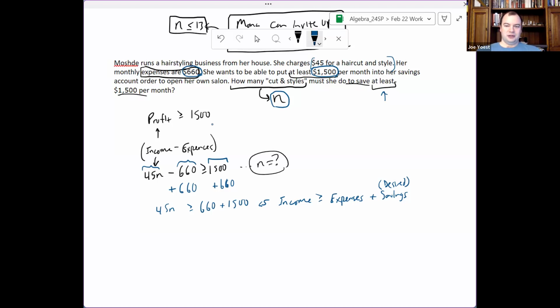The first inequality solving step that we would apply here is to isolate the variable term, adding 660 to the other side. We would actually get another inequality. And we could have actually gotten to this inequality directly from the problem statement. Somebody else might have looked at this and said, well, what does she want to do with the money? She wants to do two things with the money that she has: pay her monthly expenses and accumulate a certain amount of savings per month.